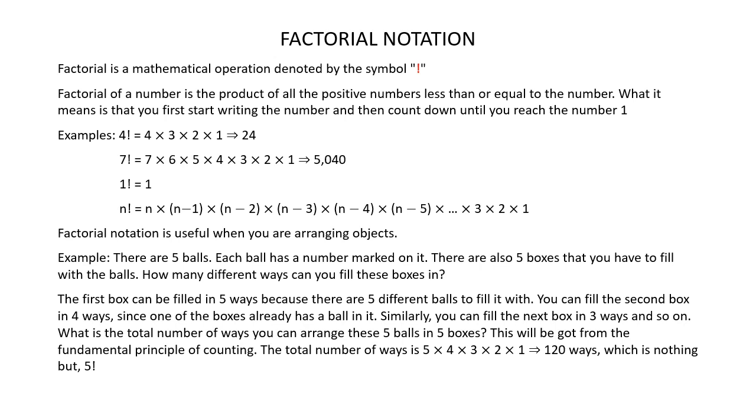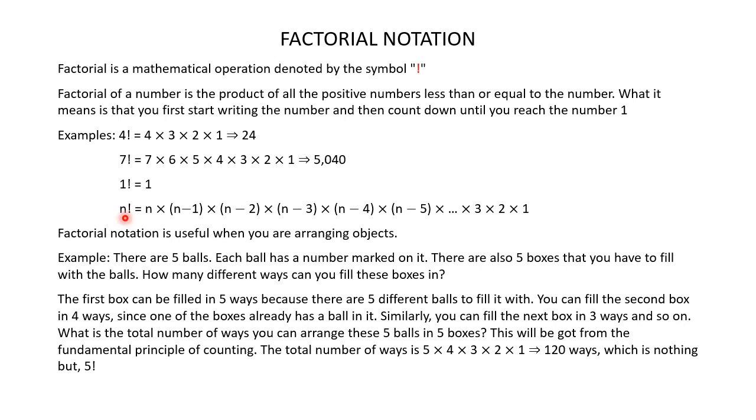This is 7 factorial. So you have to start from 7 and count down till you reach the number 1. So 7 factorial is equal to 7 multiplied by 6 multiplied by 5 multiplied by 4 multiplied by 3 multiplied by 2 multiplied by 1, which is nothing but 5040. So 7 factorial is equal to 5040.